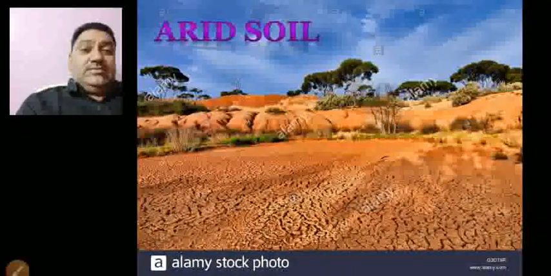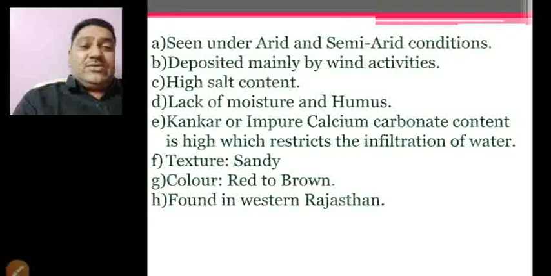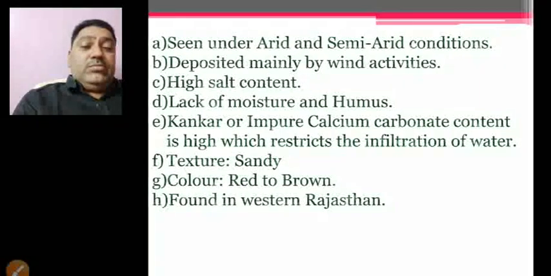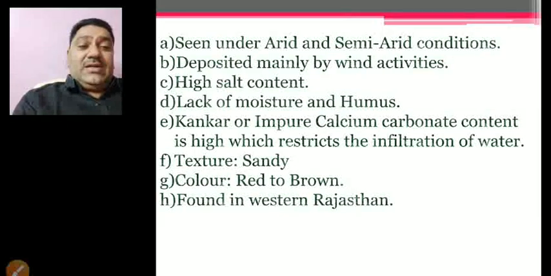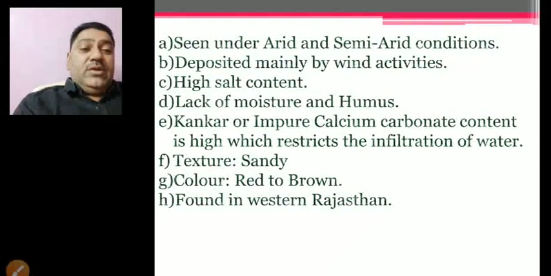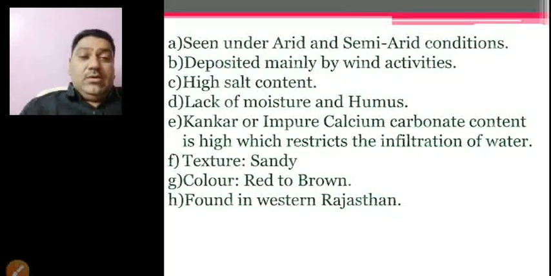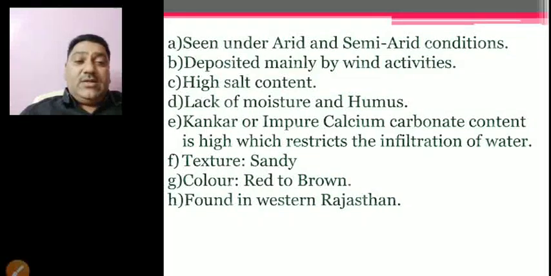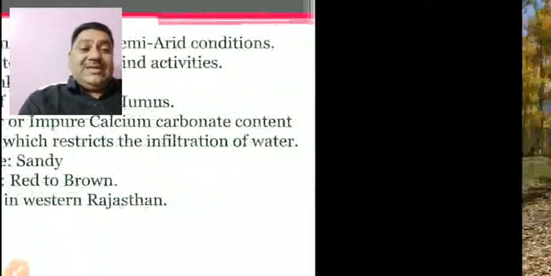Now next is arid soil. Now arid soil is found in arid, that is dry and semi-dry conditions, and mostly formed due to the wind activities. And because of high temperature, it has very high salt content, and it lacks moisture as well as humus. Kankar or impure calcium carbonate content is very high in this soil, and it doesn't allow the water to percolate. Now texture, that is, the size of particle is sandy, color is red to brown, and it is mostly found in the western part of Rajasthan where we have the Thar desert.